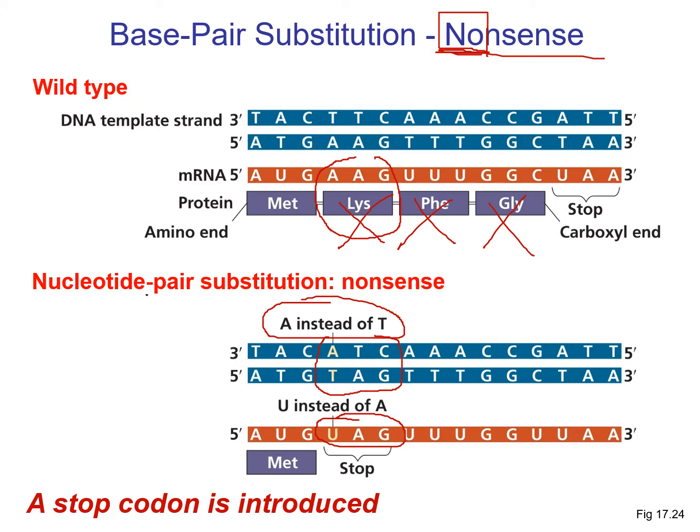So what does this mean for the protein? Well, this is very bad. If it's right at the end of the protein and you're only missing 2 or 3 amino acids, it may not be a big deal, but most of these mutations are going to be very serious, and the protein is going to be non-functional because it's missing some very essential amino acids.